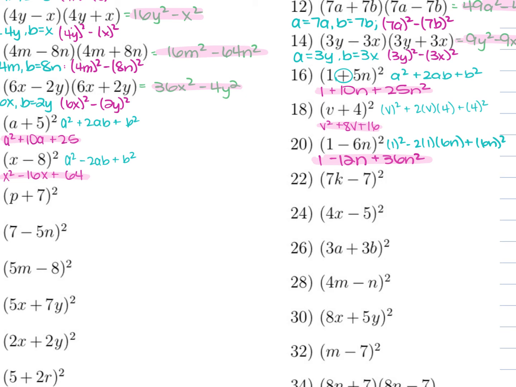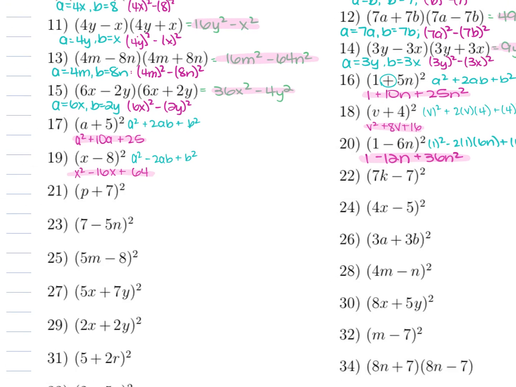For number 21, you have 7 plus p squared. So for that one, we'll use the p squared plus 2 times p times 7 plus 7 squared. So this is going to give us p squared plus 14p plus 49.